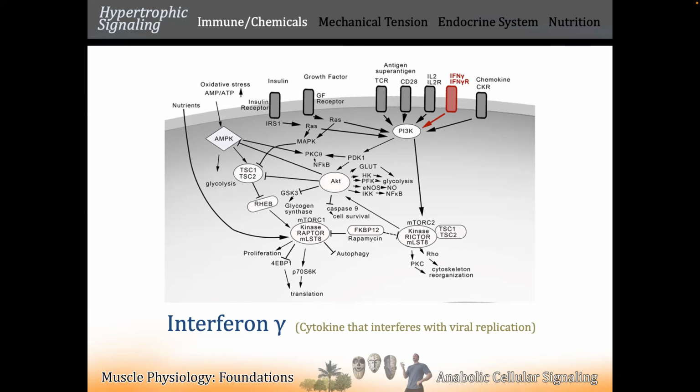Then you see TCR, that just means T cell receptor. CD28, that's cluster of differentiation 28, a protein expressed on T cells. You see IL-2 there. And then there's a chemokine receptor, cytokines that direct chemotaxis. So most of this stuff you don't need to know. Just pay attention to interferon gamma and IL-2 on this slide.